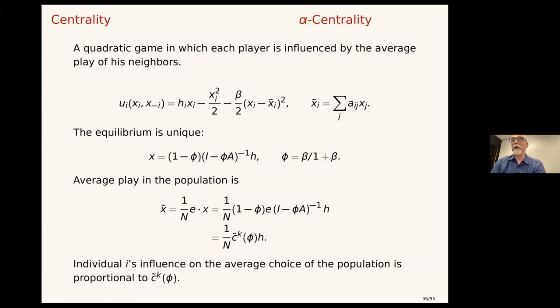What does beta do? This is the public component of utility here. And beta essentially is a parameter that controls the marginal rate of substitution between the private and the public component of utility. If beta is really small, then person i is really an independent thinker. If beta is really large, this person is a camp follower, okay? Doesn't think for him or herself.